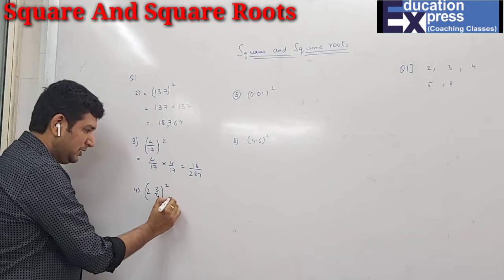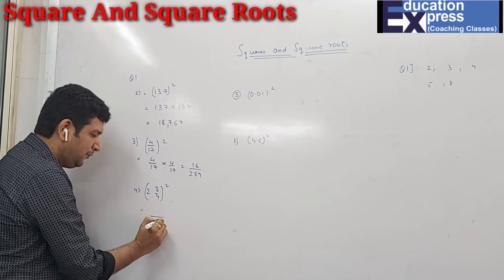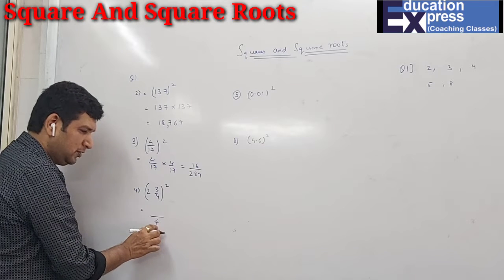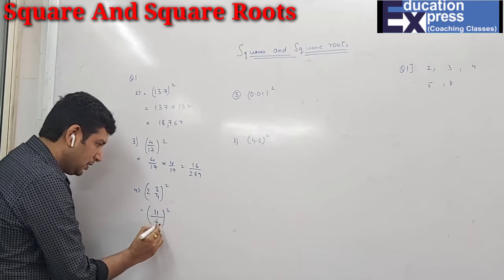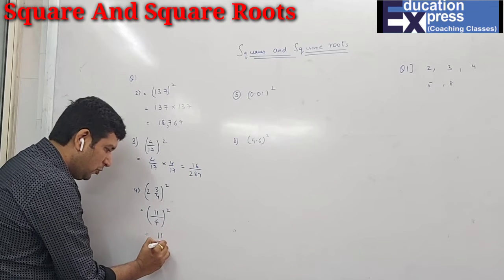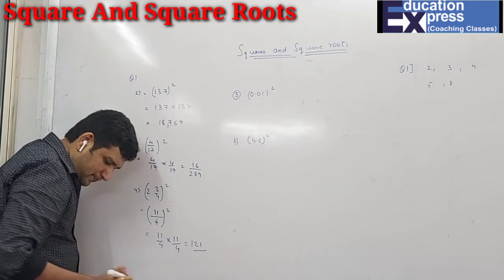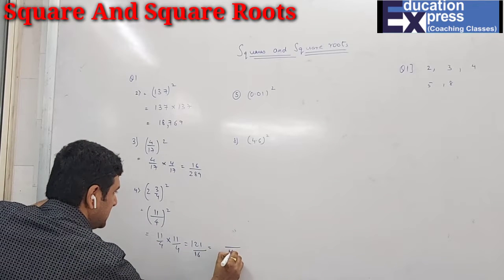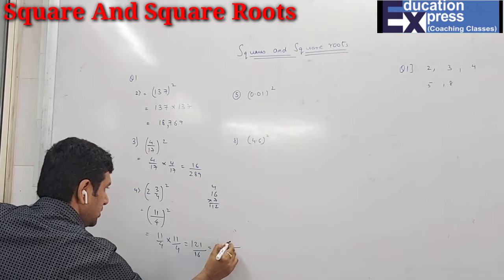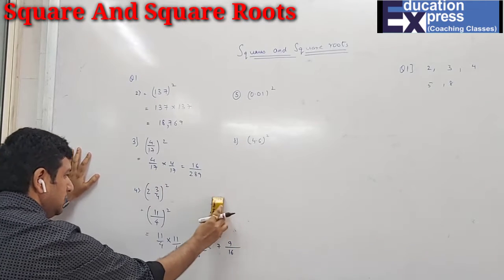Then here first I will convert this mixed fraction into an improper fraction. That is 4 will go here. 2 4s are 8, 8 plus 3 is 11. 11 upon 4 into 11 upon 4 is 121 upon 16, which I can convert again into a mixed fraction because they are given to me in mixed fraction.